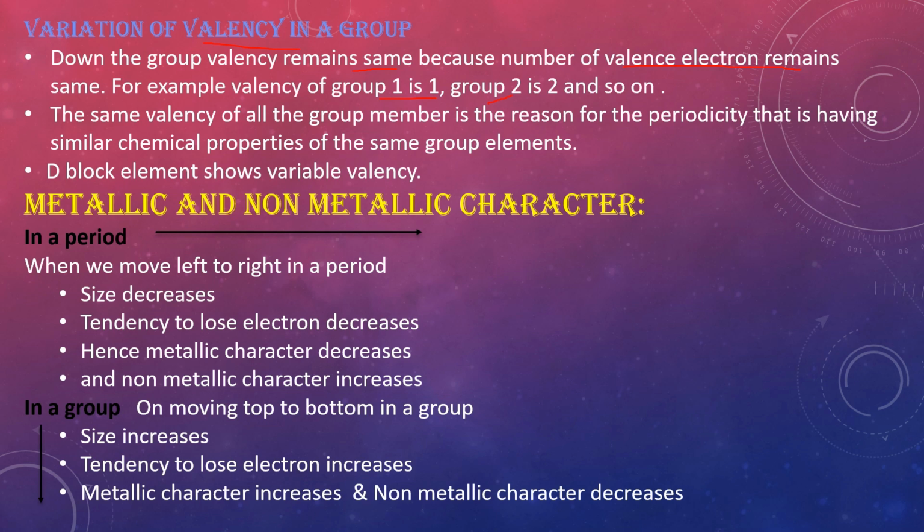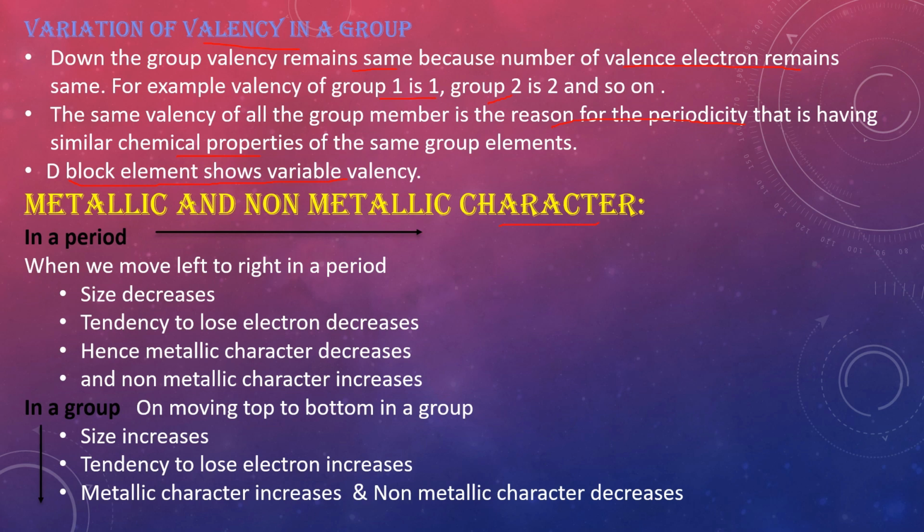Now, the same valency of all the group members is the reason for the periodicity. That means because of the similar valency, similar valence electrons, their chemical properties are similar. D block elements show variable valency, which we will study in class 12th when we study the D block elements. Now the next is metallic and non-metallic character.